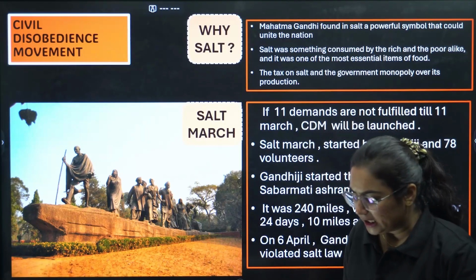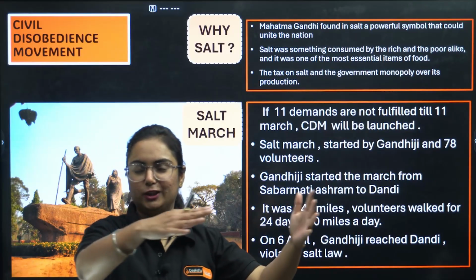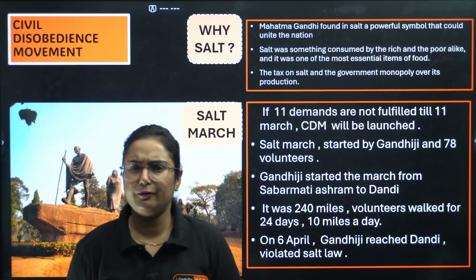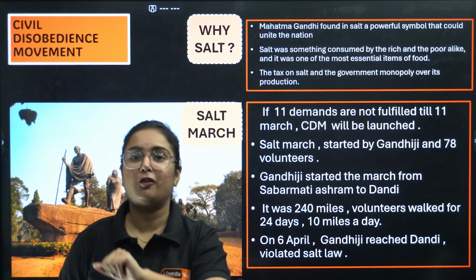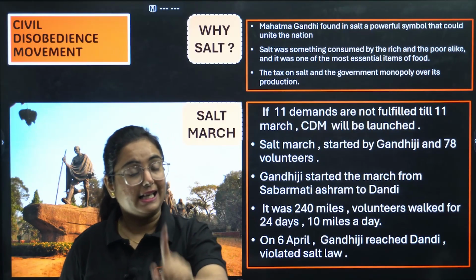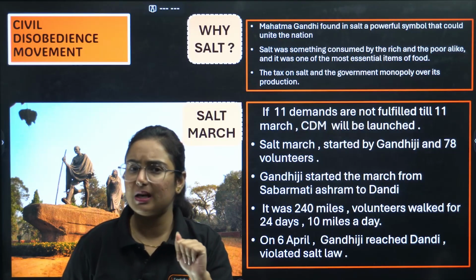Okay. Now what happened? Gandhiji sent a letter, like a chitti, to Irwin, saying that he should accept these 11 demands, or else, if he did not do so by the 11th of March, Gandhiji would be launching the civil disobedience movement. Now what were the demands in the list?